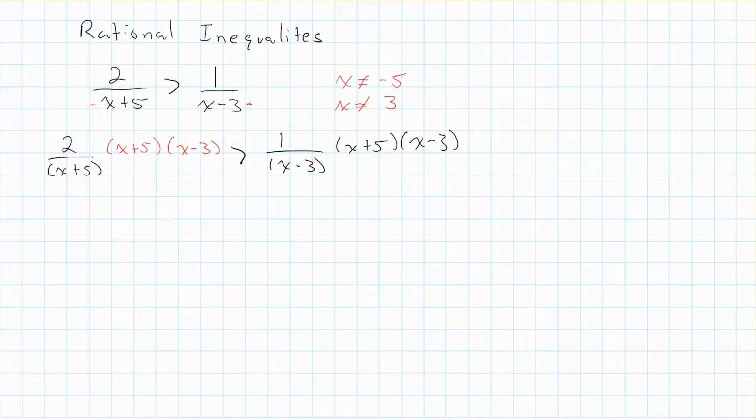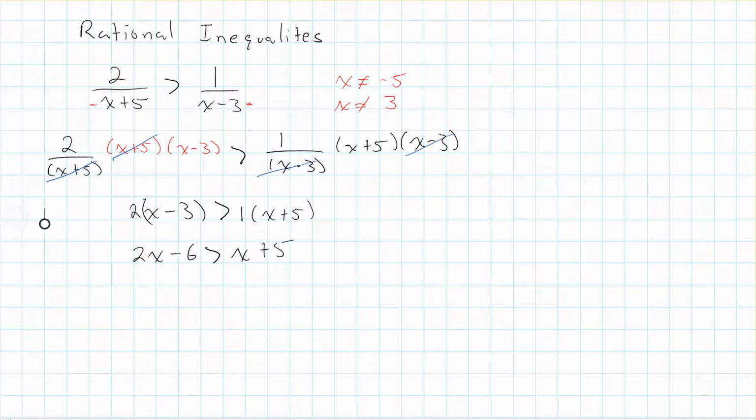And then, of course, we get to cancel out just like we normally would. Cancel out the x minus 3's, cancel out the x plus 5's, and then write down our simplified equation at this point. So we'd again wind up with 2 times the quantity x minus 3 is greater than 1 times x plus 5. Now we just solve this like any inequality, and we'd have 2x minus 6 is greater than x plus 5. Subtract x from both sides, and we'd get x minus 6 is greater than 5. Add 6 to both sides, and we get x is greater than 11.